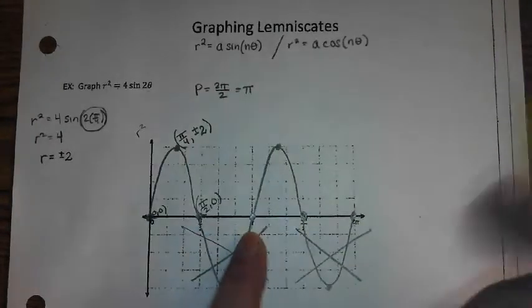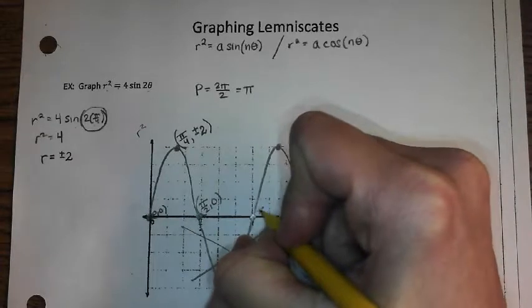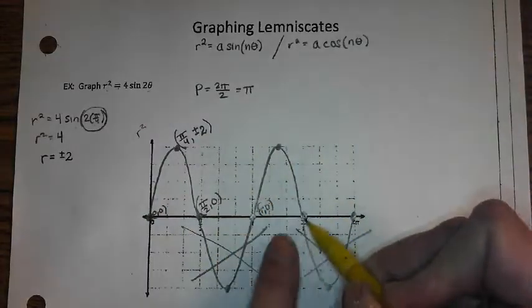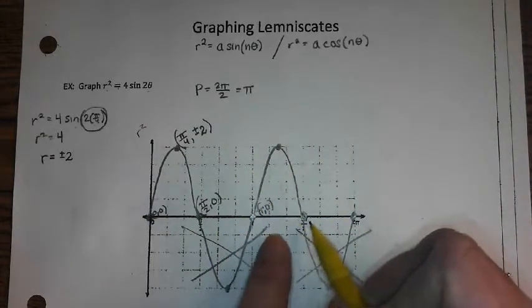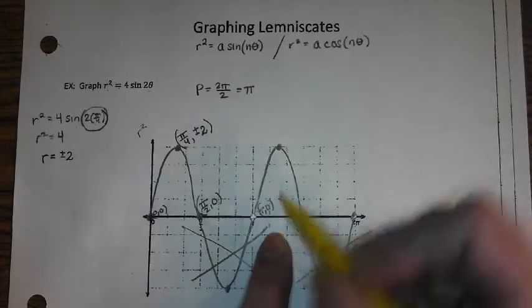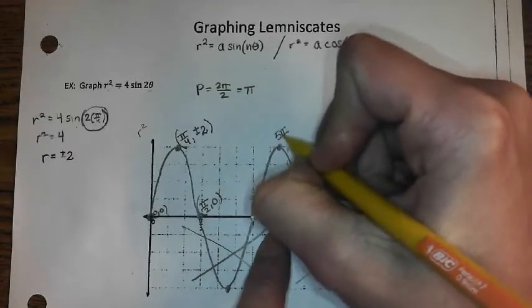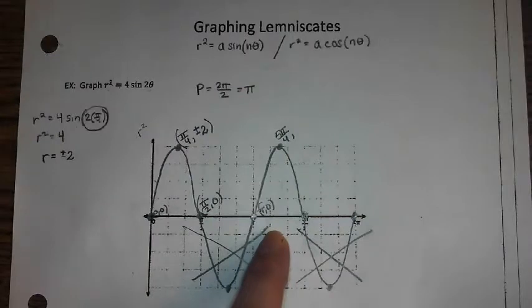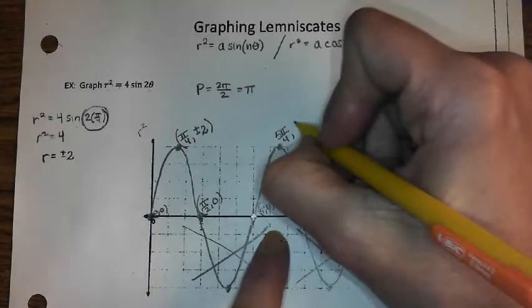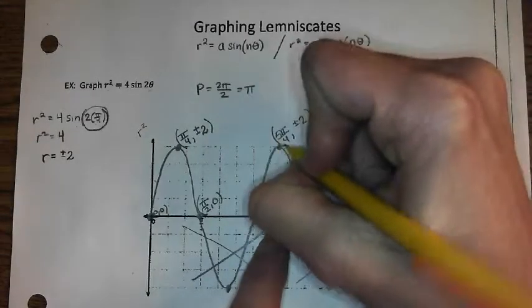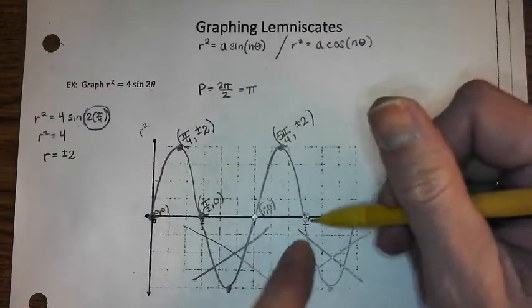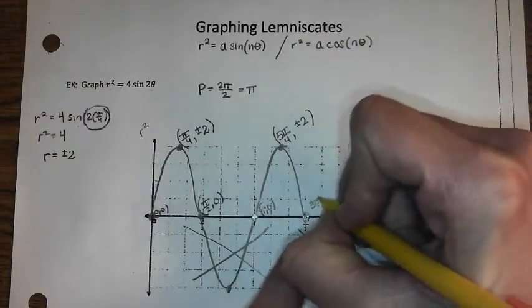Then we'll pick back up with pi, 0. This is going to be 5 pi over 4. Again with plus or minus 2, do you think? Right? And then back to 3 pi over 2, 0.